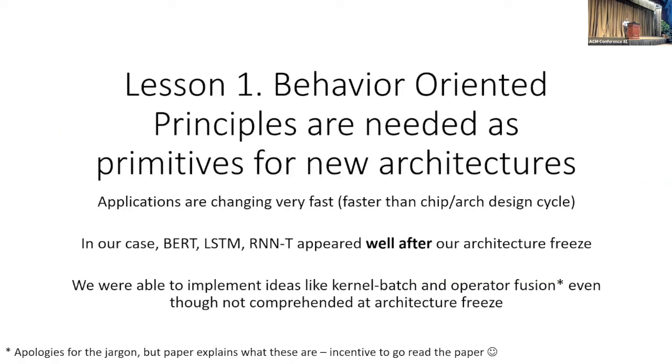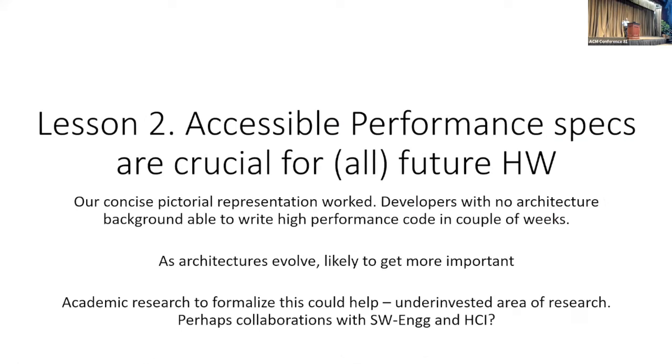Talking about the lessons learned, our first lesson is behavior-oriented principles are needed as the primitives for new architectures because applications are changing really fast. In our case, we were able to implement applications that didn't exist when we froze the architecture because we got the right balance of principles versus application targeted features. The second lesson are accessible performance specs are crucial for all future hardware. Our concise pictorial representation work.